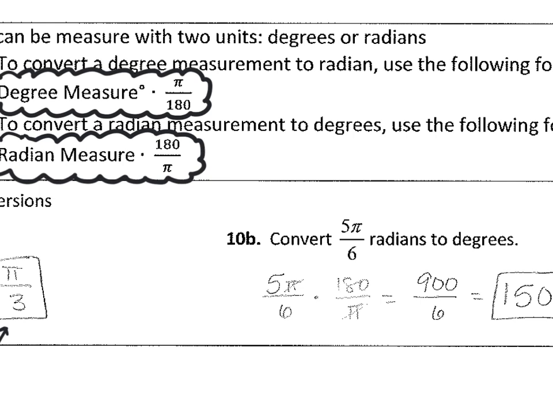If you remember your fraction rules from elementary school, it's top times top, bottom times bottom. However, if there is something on top and on bottom, they can just cancel out. So the pi cancels out, and all I have is 5 times 180, which is 900, divided by 6, which is 150 degrees.